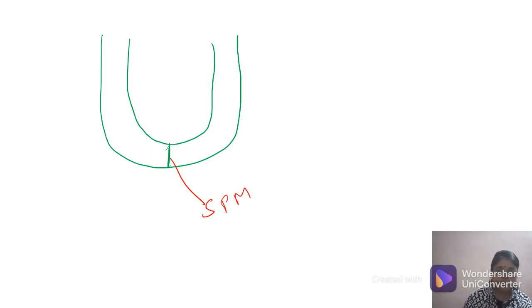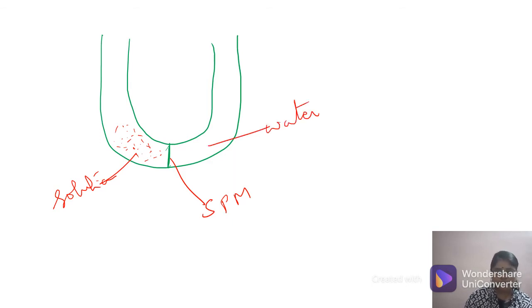Semi-permeable membrane. Now this is your solution which is concentrated. Suppose this is a more concentrated solution, or you can say this is a solution having solutes in it. So this is the solution, and here is only water. So what will happen? Definitely water is going to move from its higher concentration to lower concentration, and the water will start moving into it.